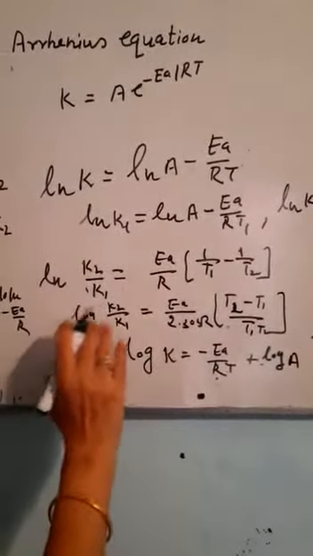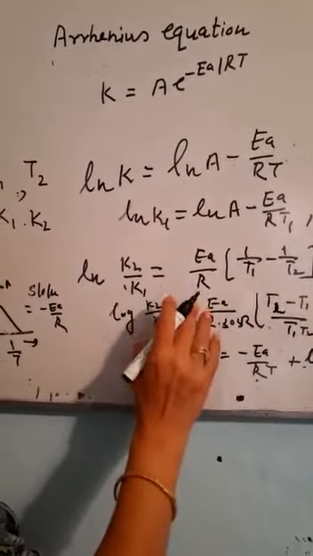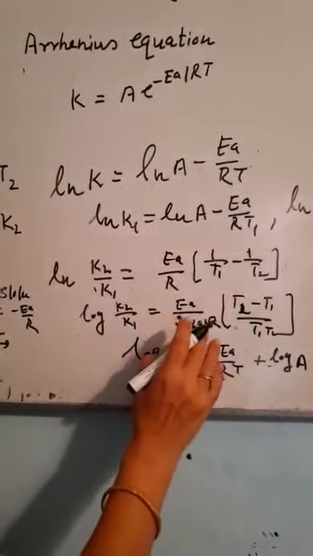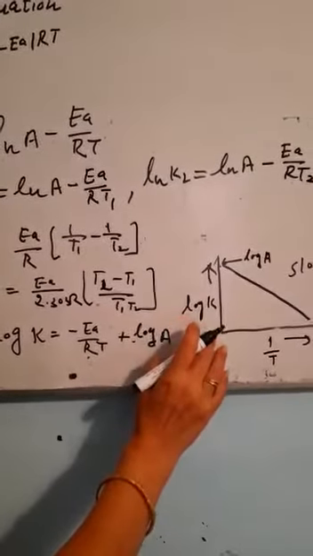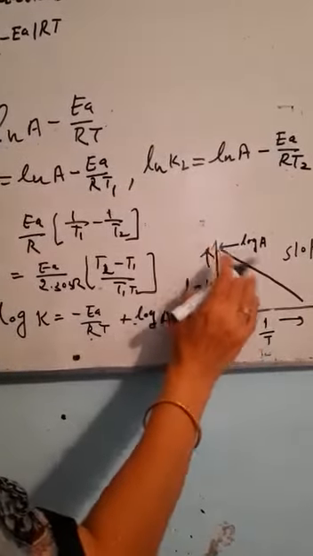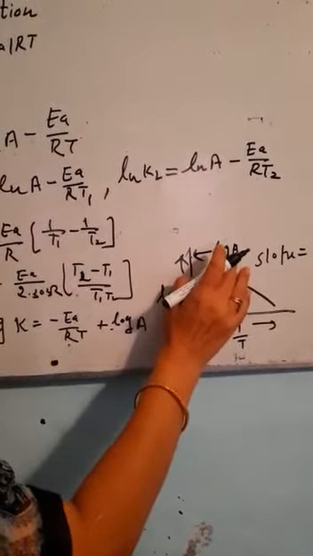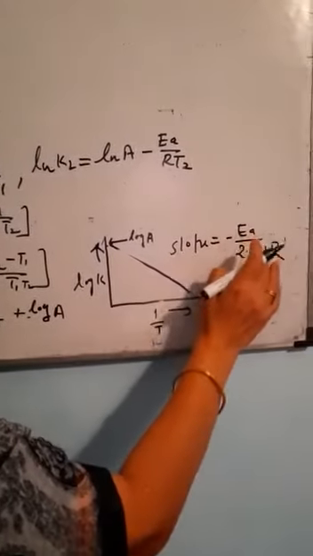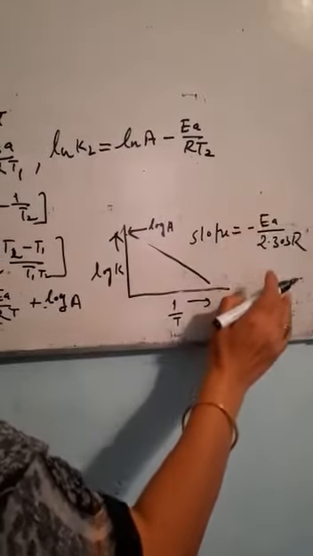I can calculate any rate constant if the other rate constant is given. I can calculate activation energy. I can calculate one temperature if activation energy is given. This can also be calculated graphically. If the graph is plotted between log K and 1/T, I will get a straight line. This is according to the straight line equation. The intercept will give the value of log A and the slope will give the value of -Ea/(2.303 R). If the slope is known, activation energy can be calculated.